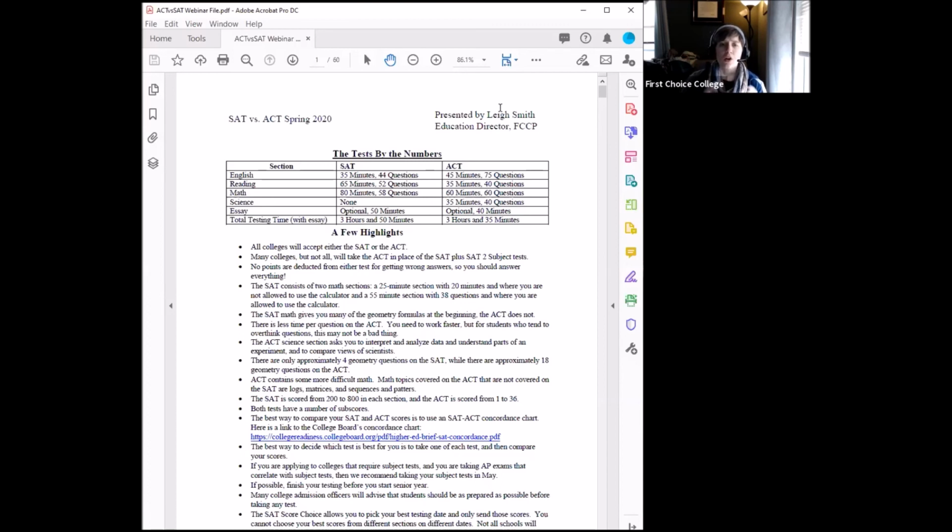So all schools are going to accept both of them. So kids should look at the timeline and take that into account. The other thing they should take into account when they're thinking about which one is, like I said, do they do equally as well on both?